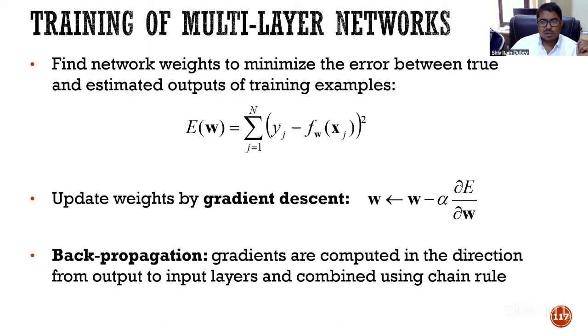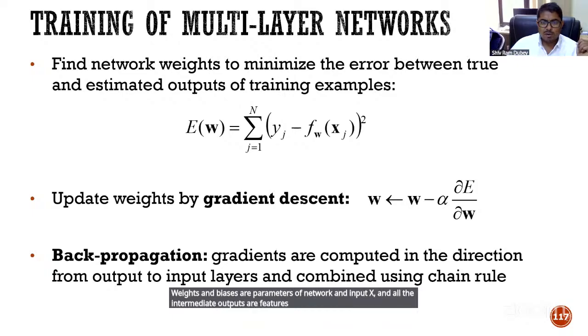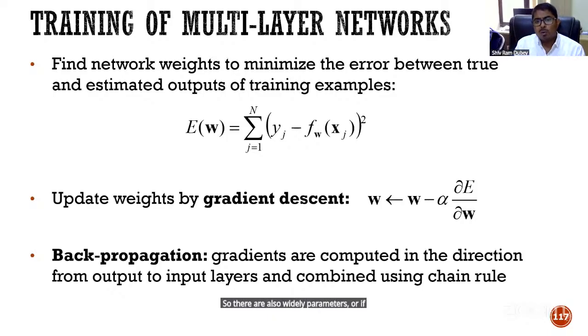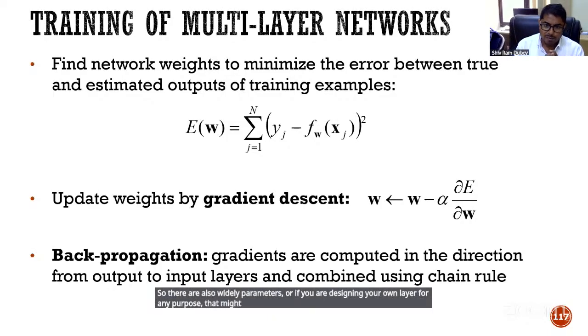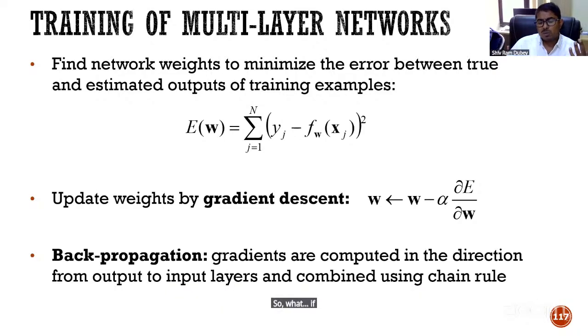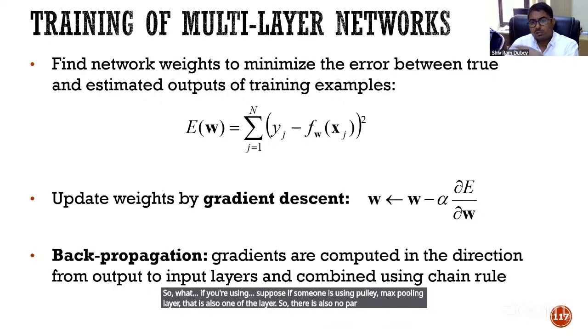Weights and biases are parameters of the network, and the input X and all the intermediate outputs are features. Are there any other parameters and features? Okay, other parameters may be there. For example, if someone uses a batch normalization layer, there might also be parameters. Or if you are designing your own layer for any purpose, that might also have parameters. So that depends. If someone is using dropout, there is no parameter, but dropout will also transform the features, meaning it acts as a regularizer. And if someone is using a max pooling layer, that is also one of the layers. There is also no parameter, but your features will be transformed.